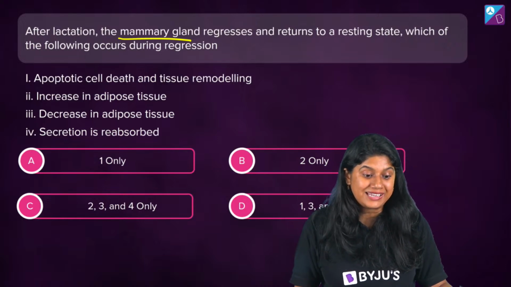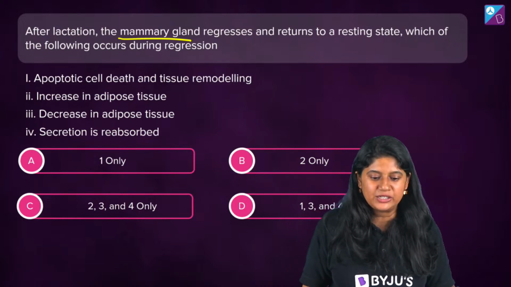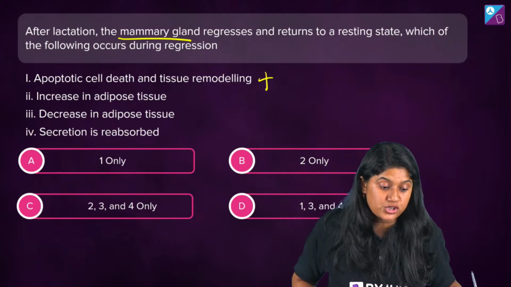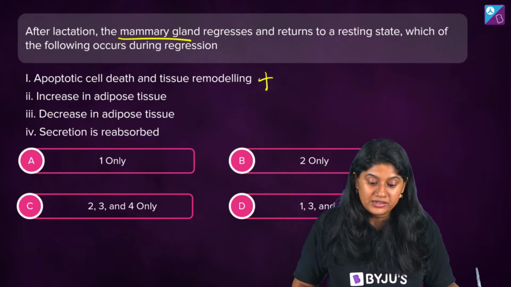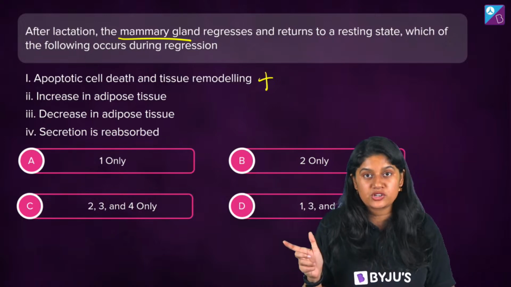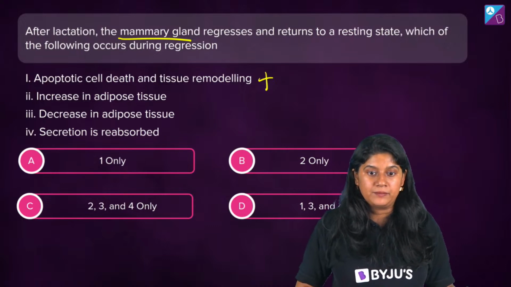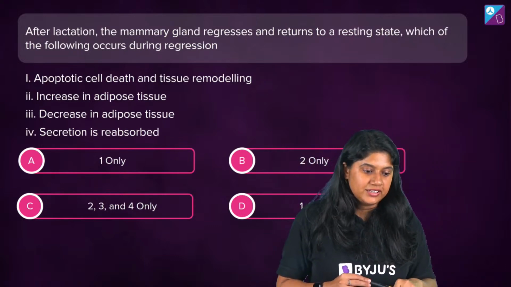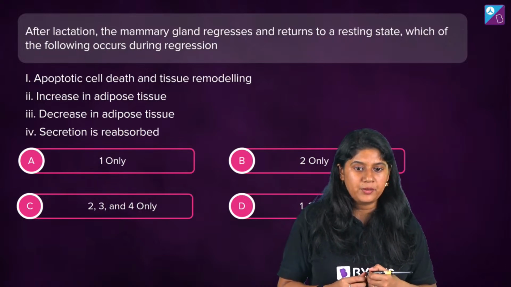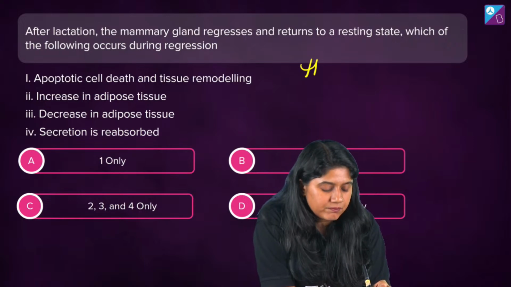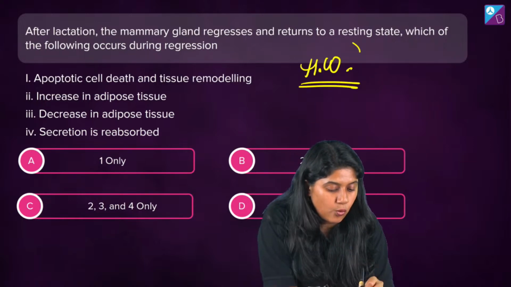Apoptotic cell death and tissue remodeling, that's definitely not a part of this, definitely not happening, right? Increase in adipose tissue, that is there. Decrease in adipose tissue, or secretion is reabsorbed. What do you think, everyone? Right? Anyone? Crystal clear? Okay, so if that's the case, everyone, please do take this question as a homework question.